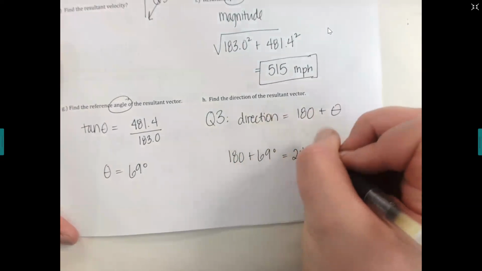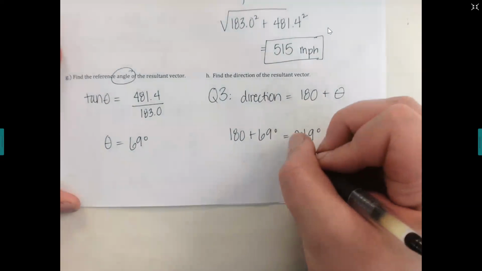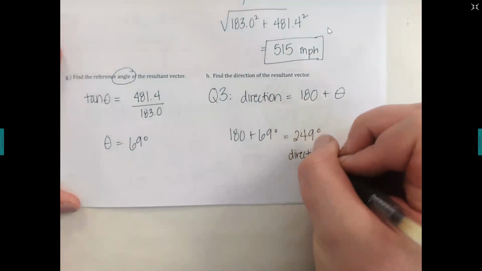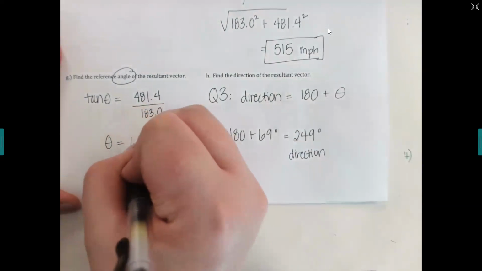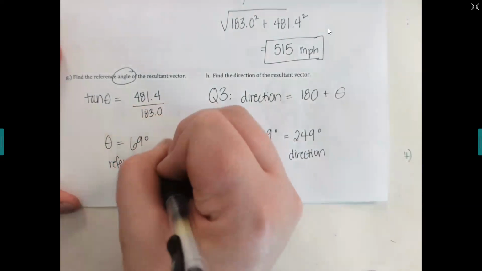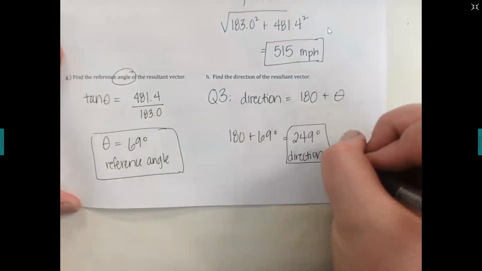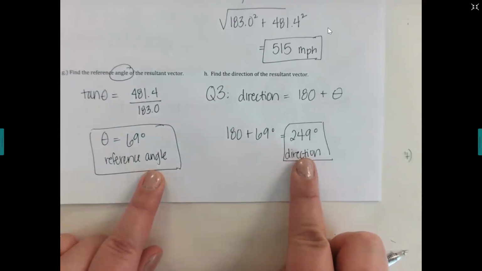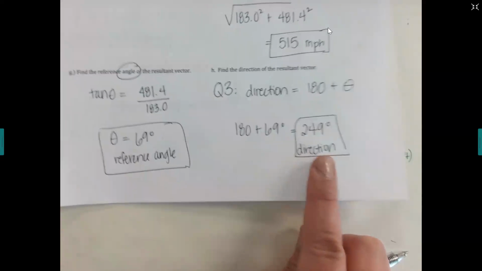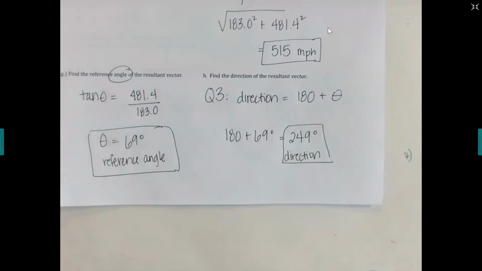249. Okay, now let's remember the difference. What we just found is the direction. The first answer is called the reference angle. If you're in quadrant 1, though, then these answers will be the same. But if you're in a different quadrant, then you'll have to follow. Okay, overall, does that make sense?